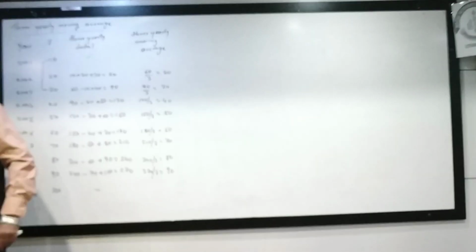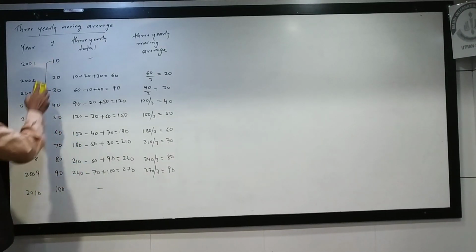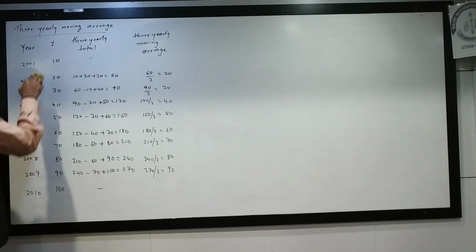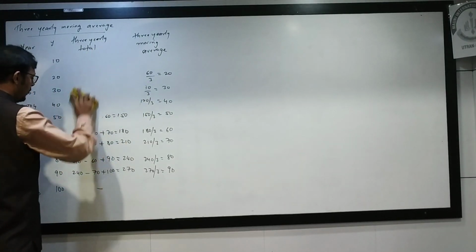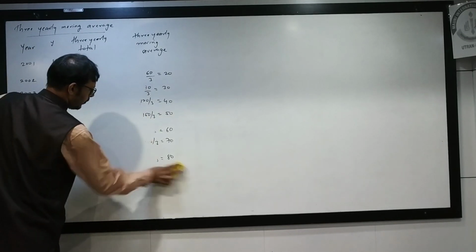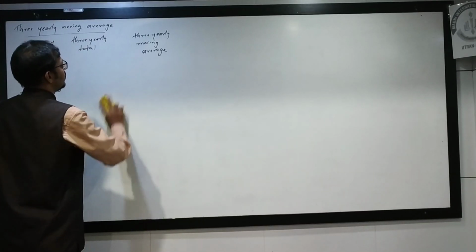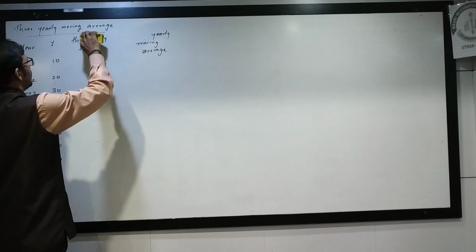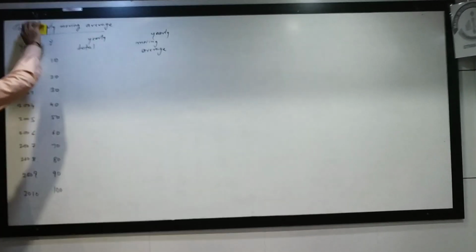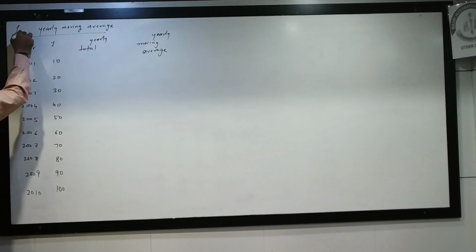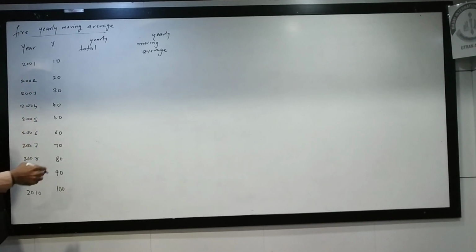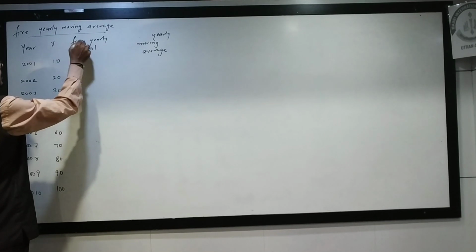Then coming to the 5 yearly moving average. Here we added 3 numbers. So for the 5 yearly moving average, what do we have to do? Now it's about the 5 yearly moving average, because both the methods are the same. There were 3 numbers there; here 5 numbers will be there.